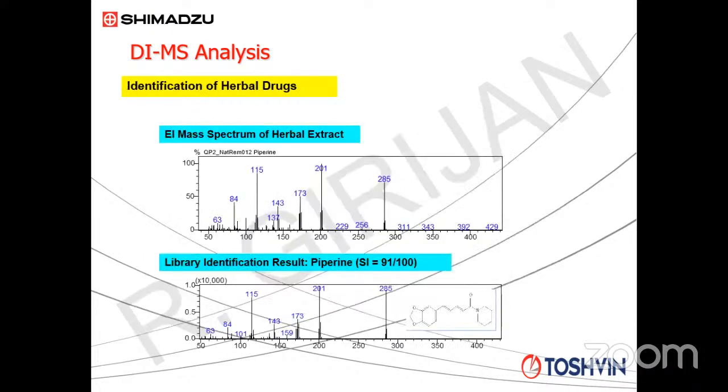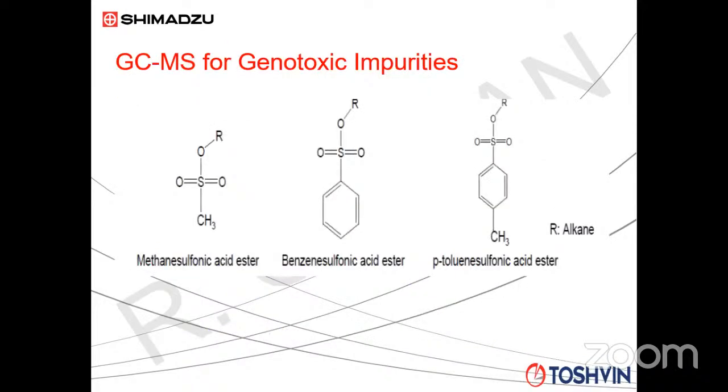And these are herbal drugs. Herbal drugs are highly polar materials. They will require very complex derivatization if you want to inject into the column. But if you have got a DI probe, you can directly push into the mass spectrometer and complete the analysis. Genotoxic impurities in API manufacturing.